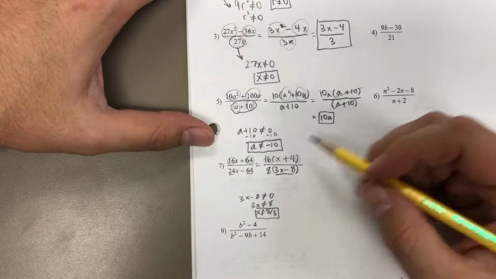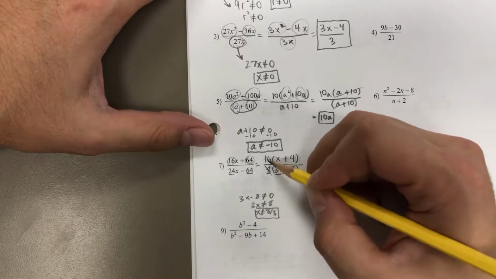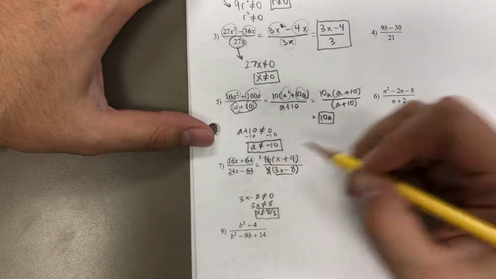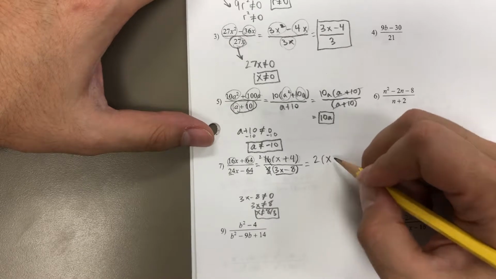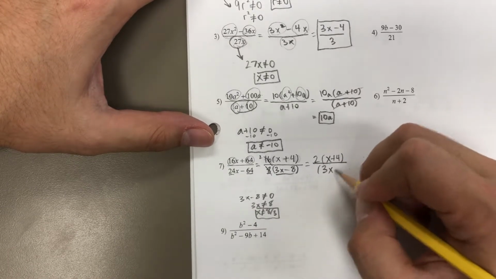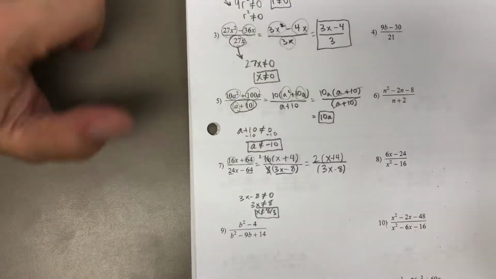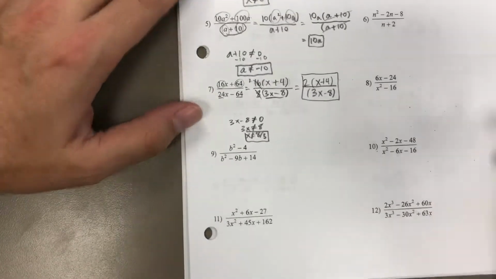Now let's simplify this. So 16 and 8 are both divisible by 8, so the 8 gets canceled out there, and this becomes a 2. So our simplified expression looks like this: 2 times parentheses x plus 4 over parentheses 3x minus 8. And there's the simplified expression. All right, now let's move on to the next one, number 9.